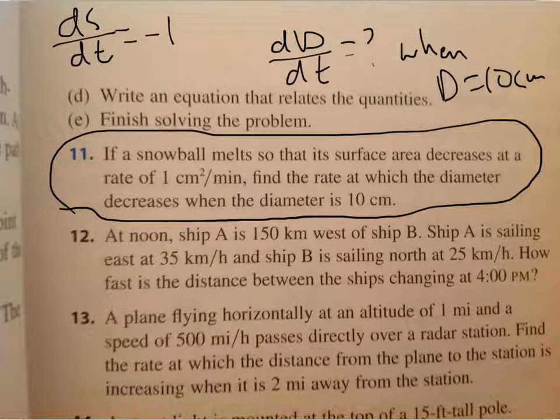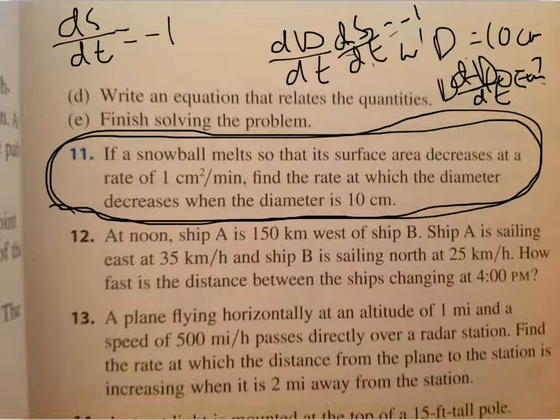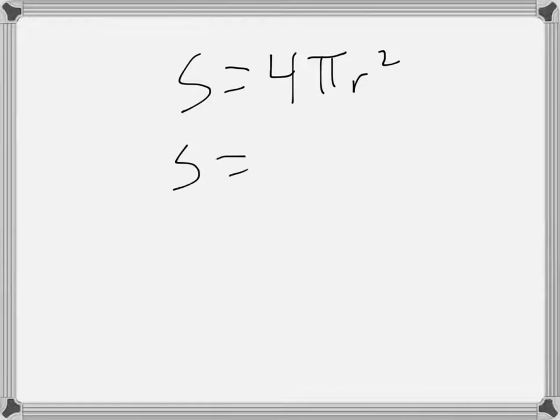Okay, so we need to relate surface area and diameter. Well, the formula for surface area of a sphere is S equals 4 pi r squared. And so if I want to use that, I need to change radius to diameter. So radius is diameter divided by 2, and so all of that gets squared.